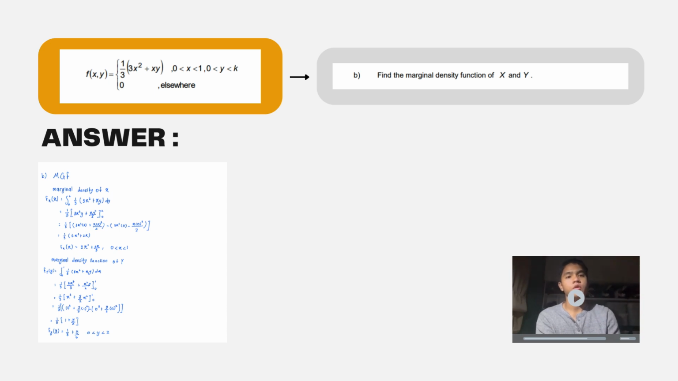And then for part B, we need to find the marginal density functions. To find the marginal density function of x, we need to integrate the joint density function with respect to y with the given limit, which is 0 to 2. And to find the marginal density function of y, we need to integrate the joint density function with respect to x with the given limit 0 to 1. And then when you solve it, you will get the answer, just like my answer.